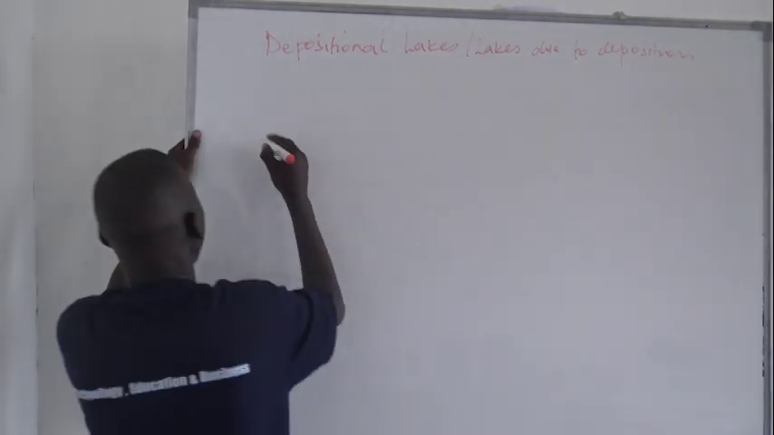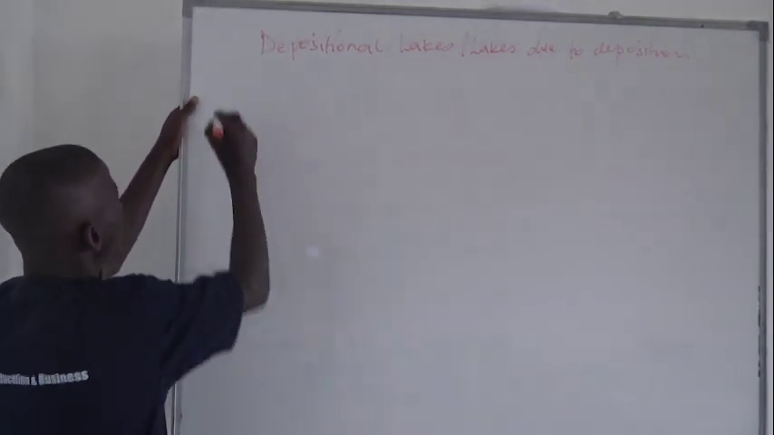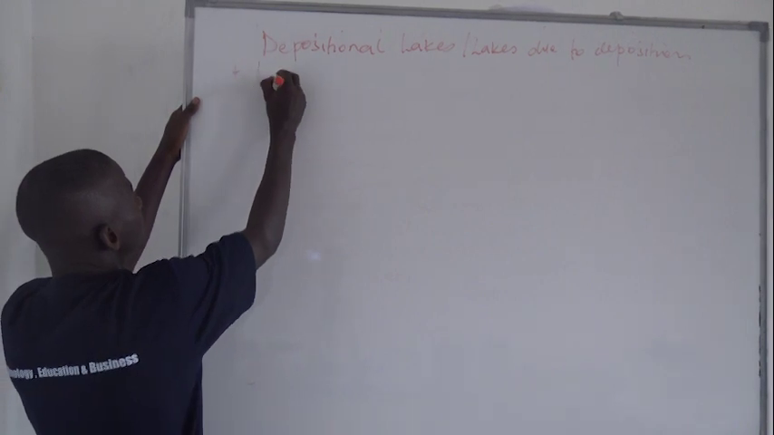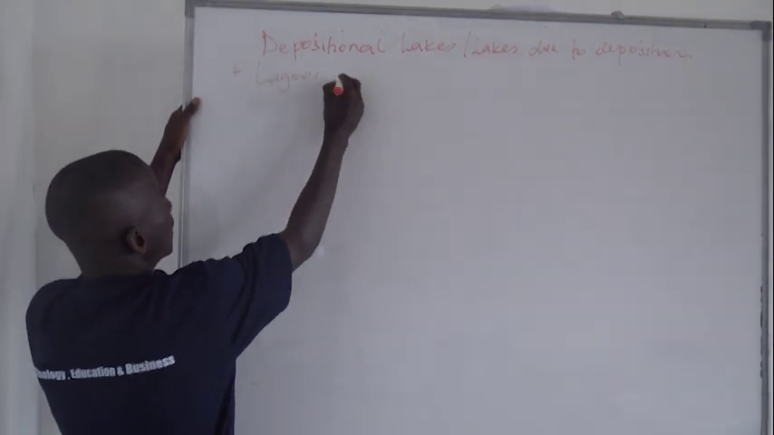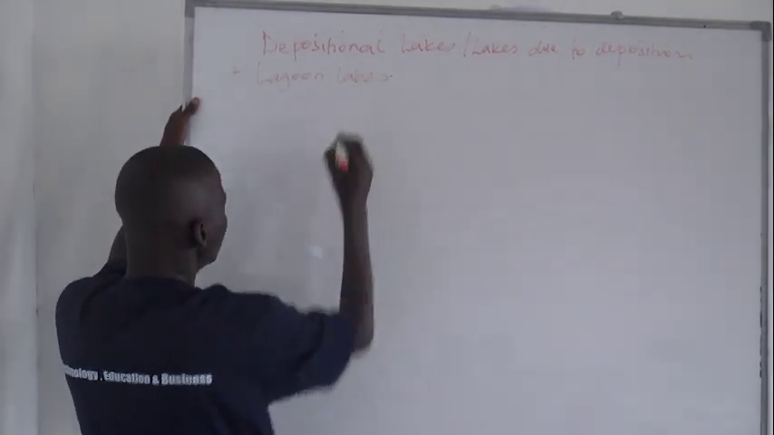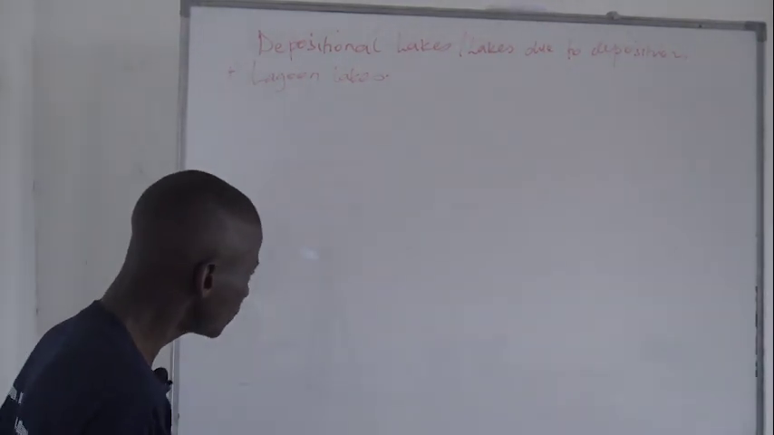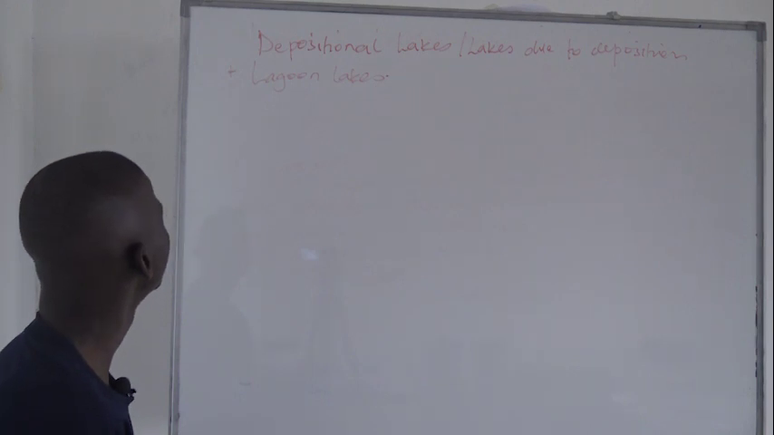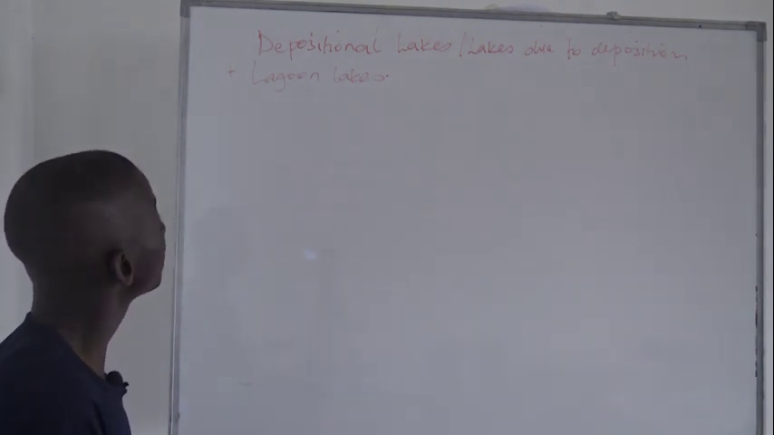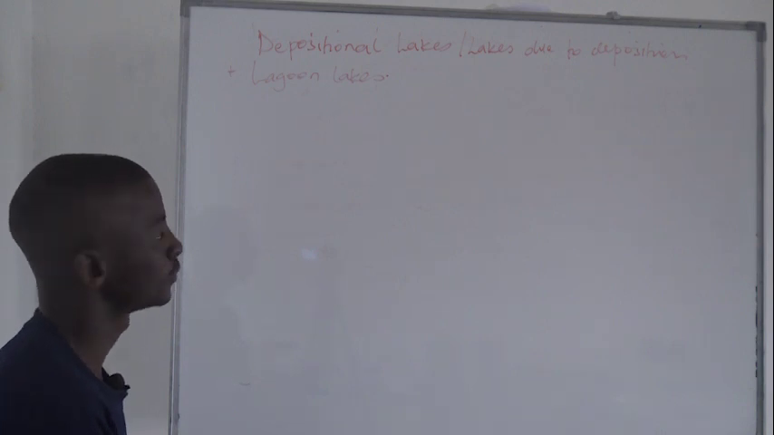That's where we're going to have our first type of lake called the lagoon lakes. So lagoon lakes are lakes that are formed because of wave deposition.